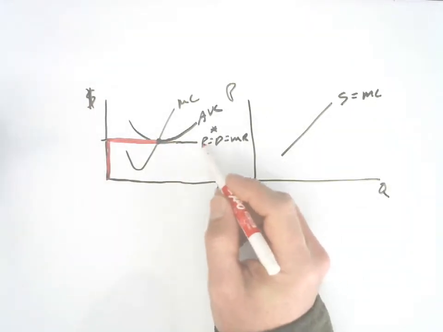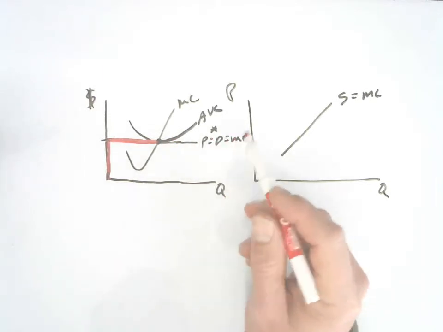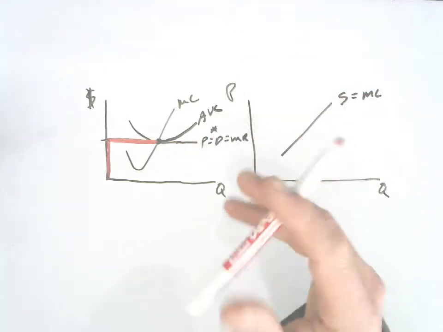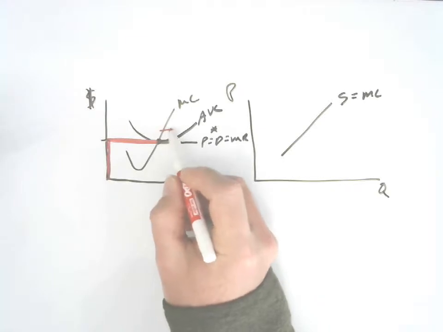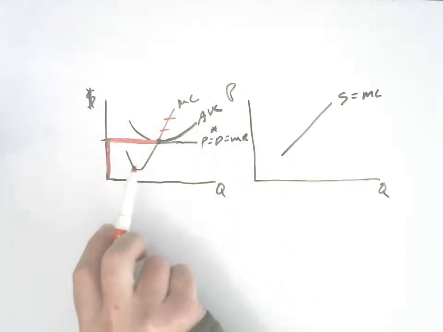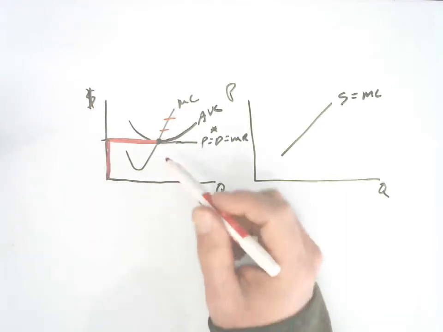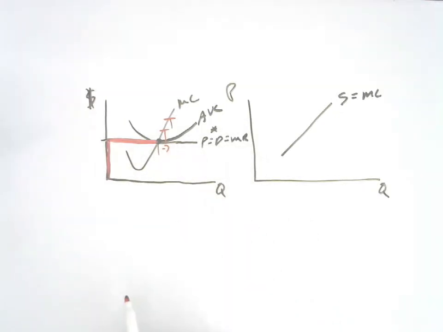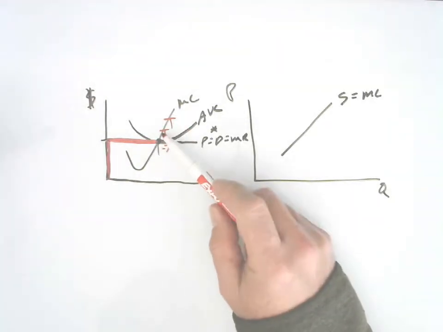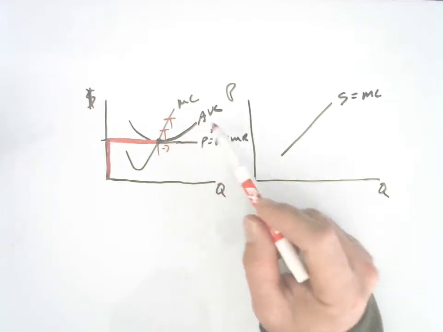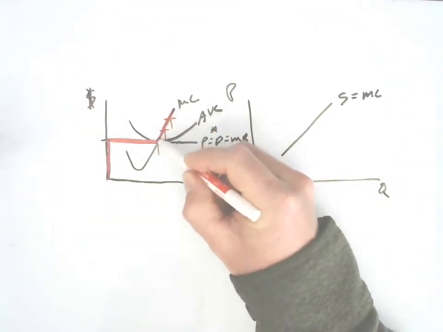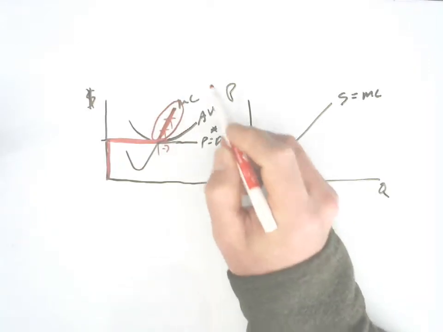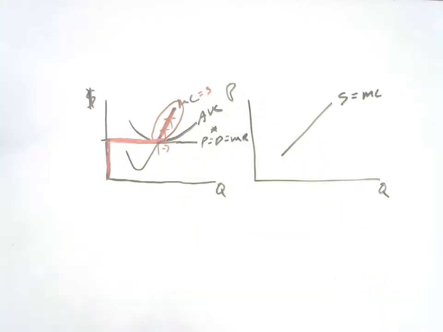As prices rise above this point, however, marginal revenue rises with it, meaning that the intersection, the profit maximizing condition, the intersection of marginal cost and marginal revenue moves to the northeast as prices rise. This means that quantity supplied increases as prices rise. In other words, the quantity that the firm supplies increases as prices rise.